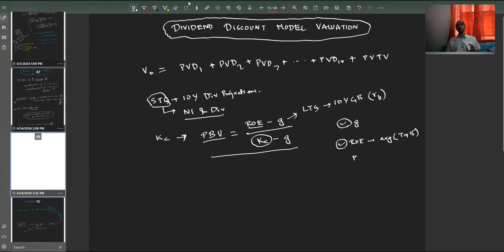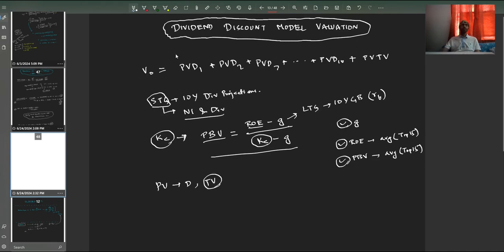How would we consider the price to book value? Again, we will take the average price to book of the top 15 banks. In this way, we will find out the cost of equity. Now, this cost of equity will be useful in calculating the present values, present values of the dividends, present value of the terminal value also.